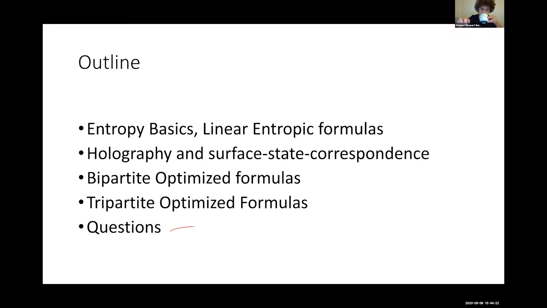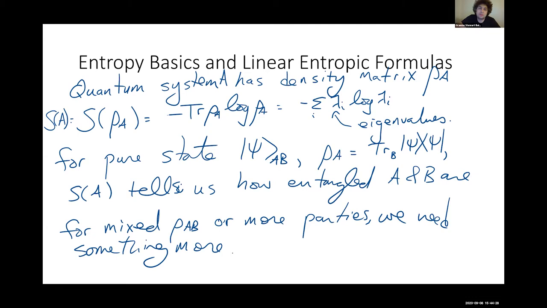So, of course, we have some quantum system A. It's going to have a density matrix rho A, and the entropy of that density matrix is given by the von Neumann entropy, minus trace rho log rho. It's also the plain old Shannon entropy of the eigenvalues of rho. If I have a pure state psi AB, I can make a reduced state rho A, and the entropy of that reduced state tells us how entangled A and B are. Now, for mixed rho AB, we're going to need something more than just von Neumann entropy.